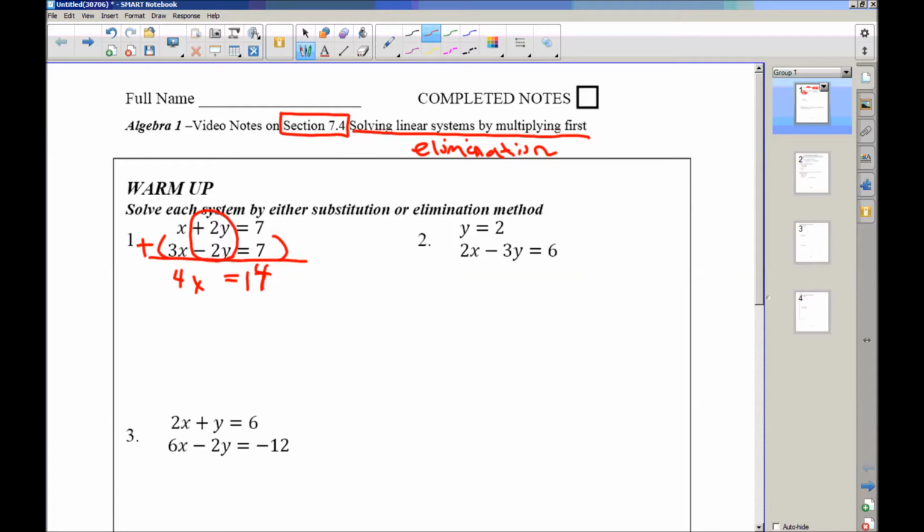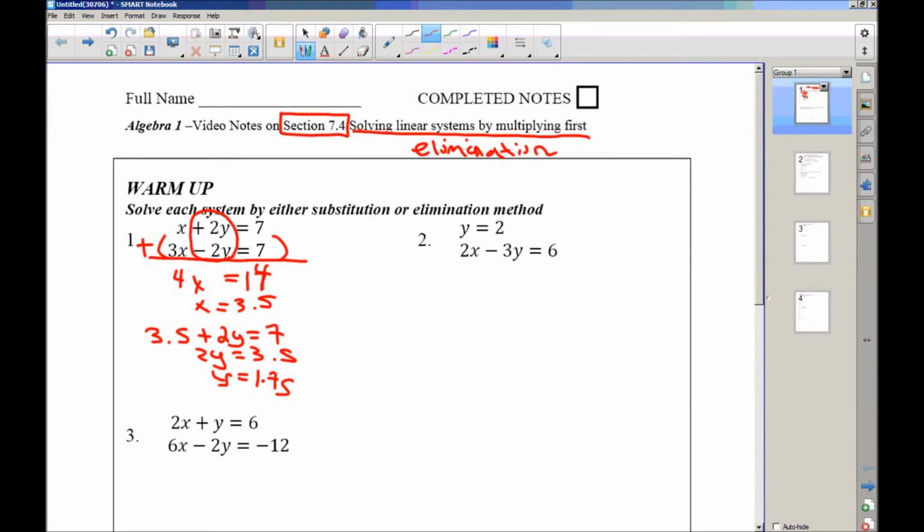Okay. Then we're going to divide both sides by 4 to figure out what x is. So 14 divided by 4 is 3.5. And it's okay to have a decimal. All right, now we plug back into either one. So I'm going to plug into the first equation. So I'll say 3.5 plus 2y equals 7. Then I'll subtract 3.5 from both sides. So I'm going to get 2y equals 3.5. And then I'll divide 3.5 by 2 to find out what y is. So y in this case will be 1.75.